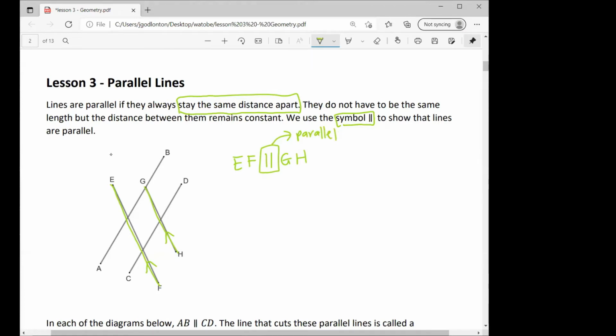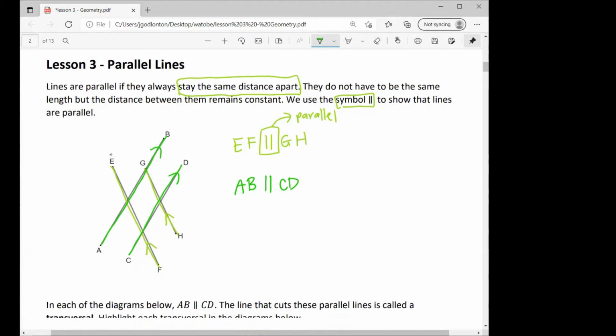Okay, can someone else find me another pair of parallel lines in this picture and tell me what they are? AB and CD. A, B, and C, D. Great, thanks guys. Okay, so again, they're never going to touch each other. They're an equal distance apart, so we would write that as AB is parallel to CD. Okay, so being able to identify parallel lines, first of all, is important. And now we're going to start playing around with these parallel lines.